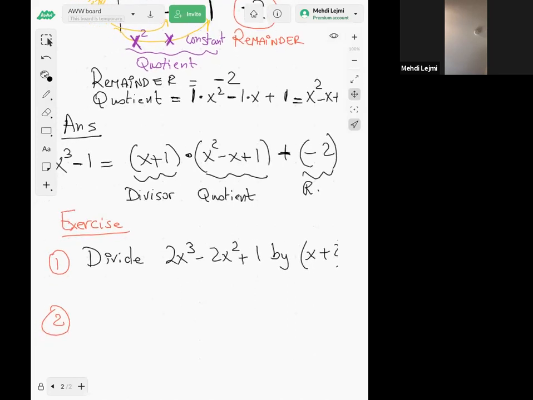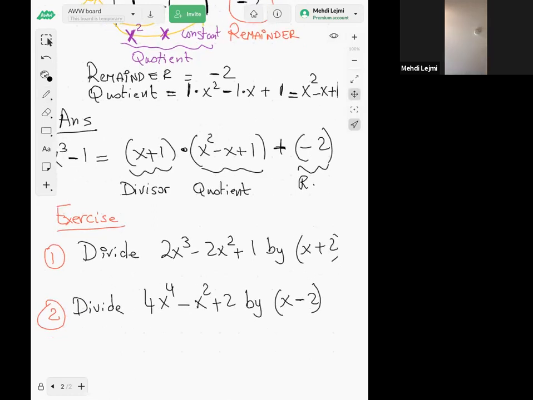And then divide, let's say, 4x fourth minus x squared plus 2 by x minus 2. All right. Okay, guys. So let's say you have 10 minutes to divide those polynomials, right?